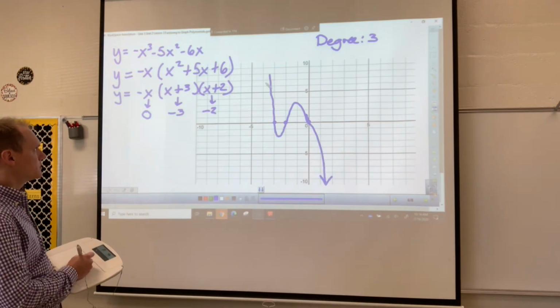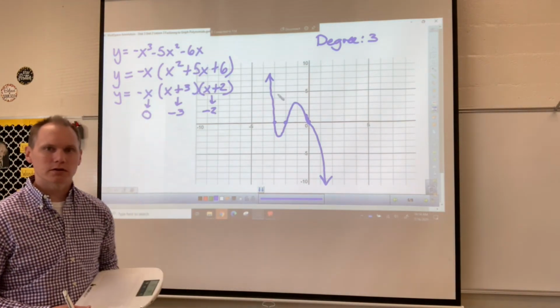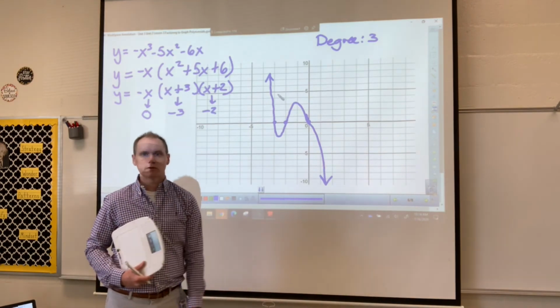So again, this is a rough sketch. It's not a perfect graph, but we can use those key characteristics to at least graph a pretty good representation of what we have here by this function.